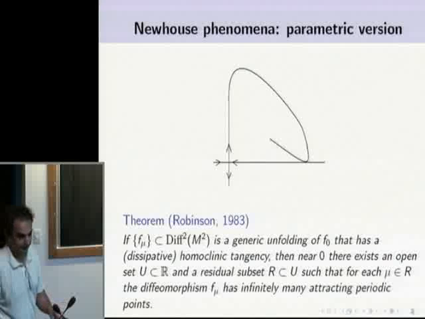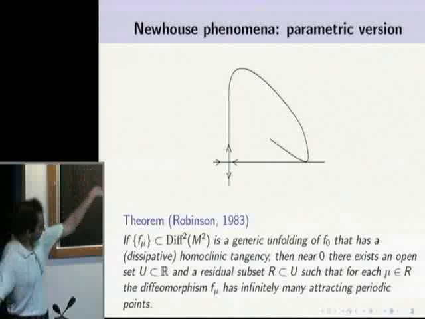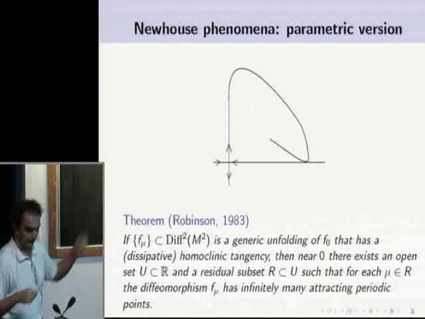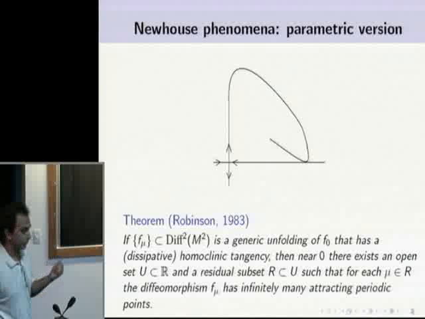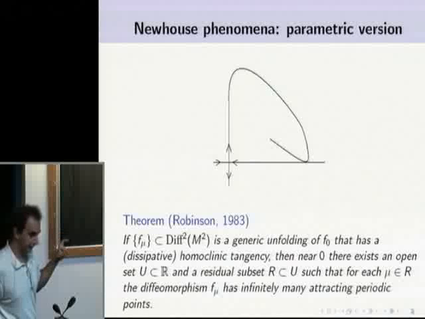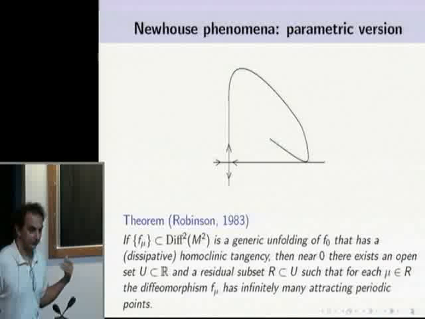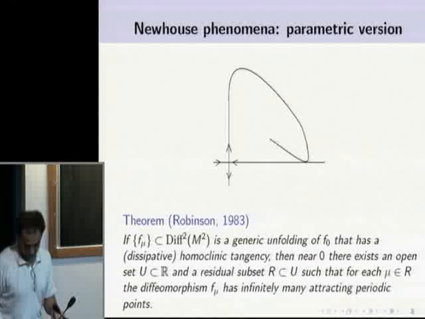Robinson, based on the Newhouse ideas, proved that if you have just a one-parameter family, but that family is not degenerate, so that the hook, when you change the parameter, moves up and down. It doesn't move just sliding along the manifold. In this case, you can formulate exactly the same statement, but in terms of parameters. So there is an open set of parameters in the space of parameters close to the bifurcational value, such that there is a residual set of the parameters, such that the maps with parameters corresponding to that residual set will have infinitely many attracting periodic points, and so on and so forth.